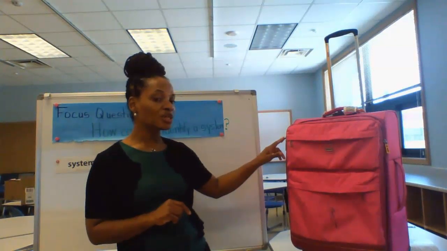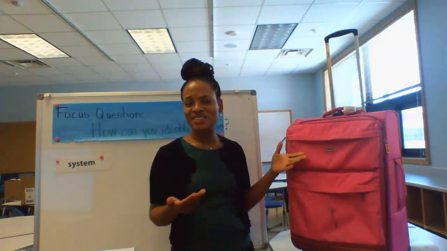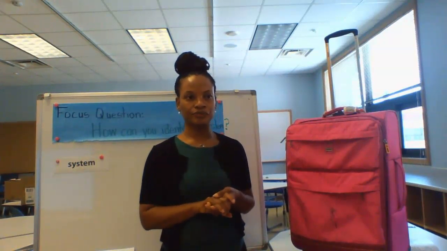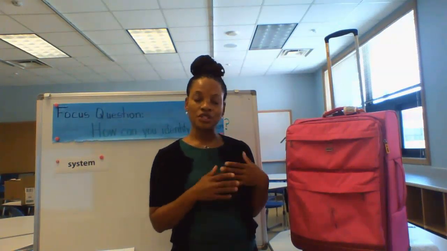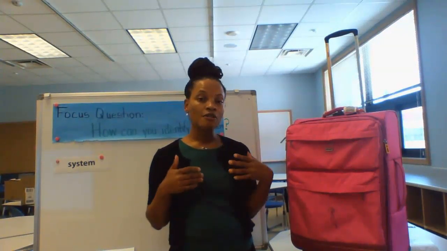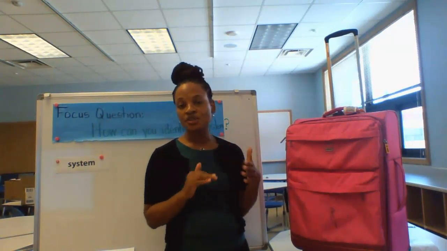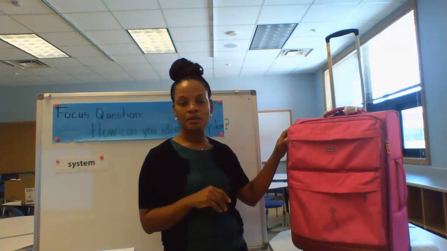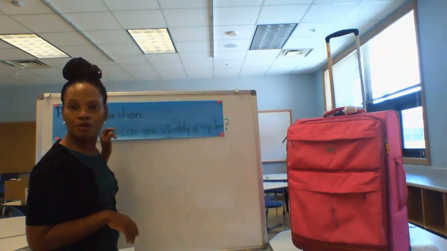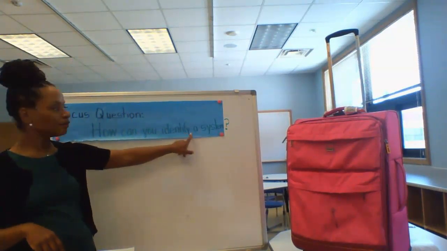And I'm sure many of you are in the very same situation. But you did notice that I kept on calling this a system. Why is this a system? And what exactly is a system? A system is a collection of interacting parts that work together to perform a function for you. So there's some interacting parts to this system. But before we go on, let's discuss our focus question for today. Our focus question is, how can you identify a system?